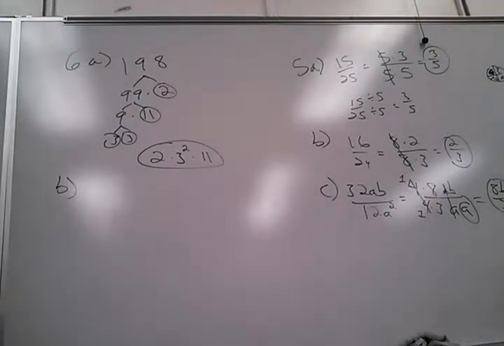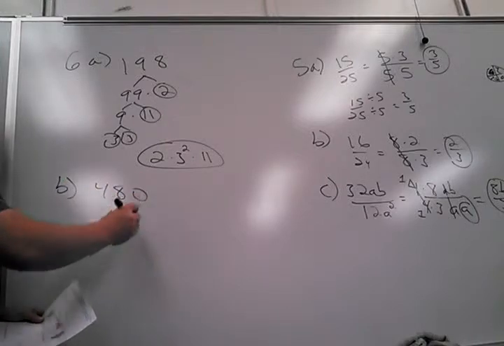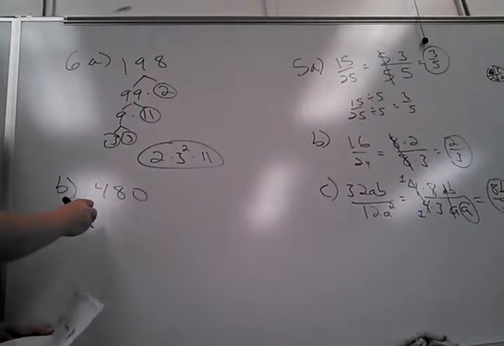All right, guys, what about part B? 480? 240 times 2. 2 by 24.